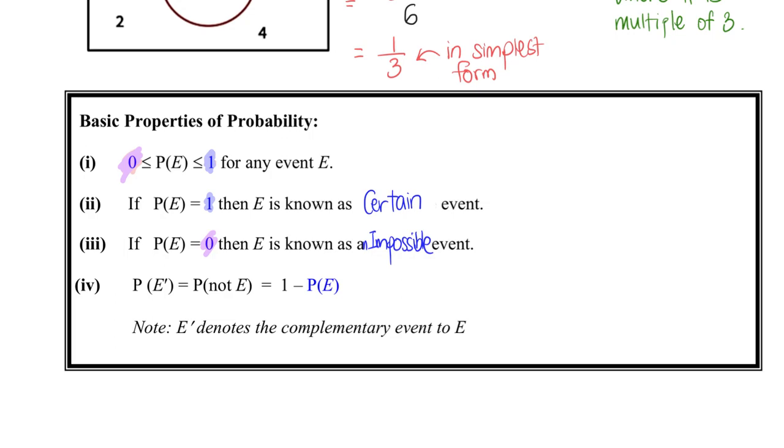And complementary events are like opposites. So in this case, since it is the opposite, that means it is not E. The probability of not that event will be 1 minus the probability of the event.